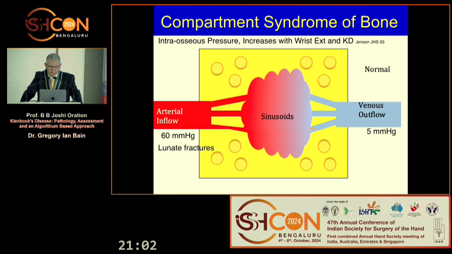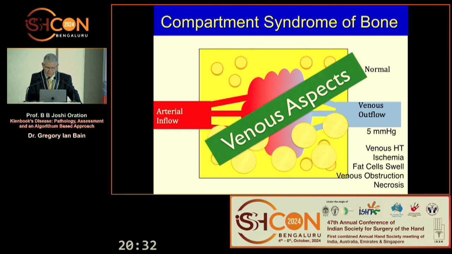Jensen did a very interesting study where he placed a needle into the lunate and measured the intraosseous pressure in the lunate. What he found in a normal lunate, it may be 10 or 20 millimeters of mercury, but in Kienbock's disease, it may go as high as 150 millimeters of mercury. So there's clearly something going on, and if you've got 150 millimeters of mercury inside the lunate, and the venous drainage is 5, then it obstructs it. There's got to be a significant problem there.